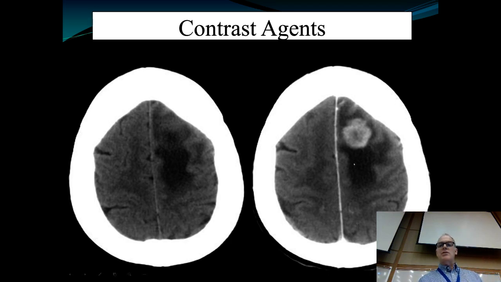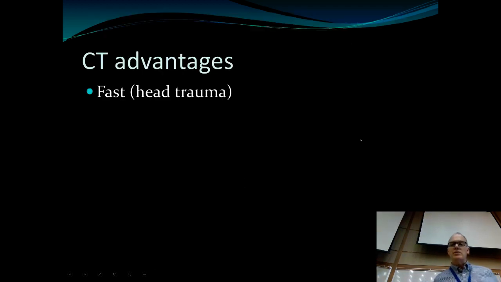Okay, now we give contrast, and you see this spot light up right here. So this is a metastatic, I think, lung cancer that had metastasized to the brain, and metastatic lesions often have a dramatic amount of edema around it, but giving the contrast allows us to see not just that there's a vague area of abnormality here, but now we can actually see the tumor. Okay, so contrast is really helpful, increases sensitivity of the test.